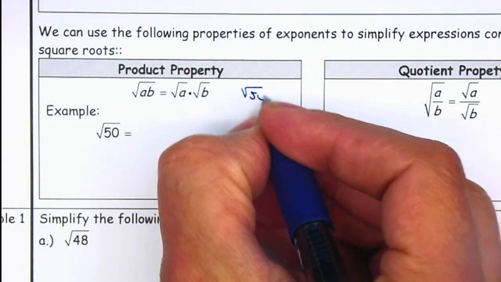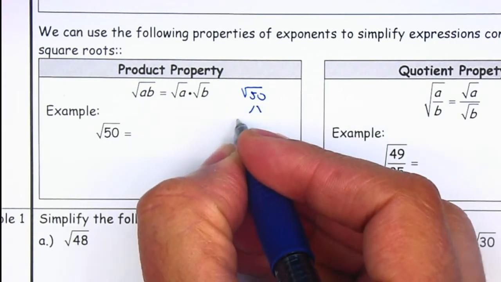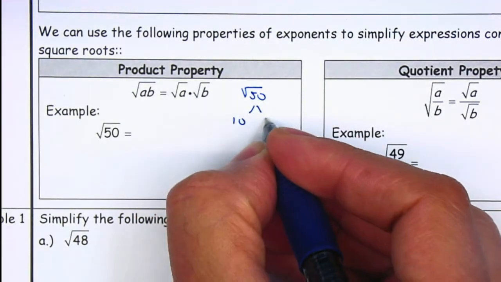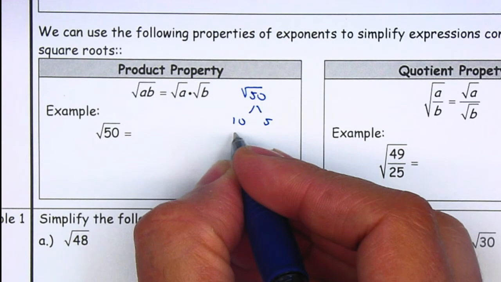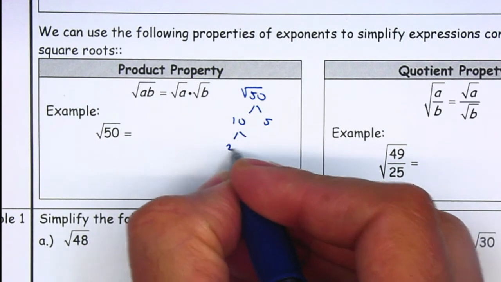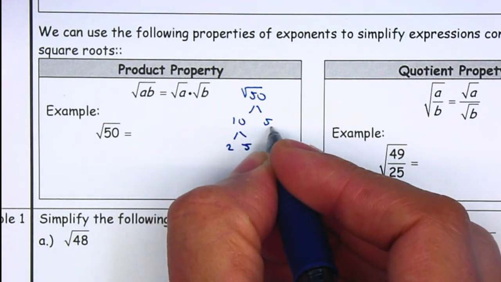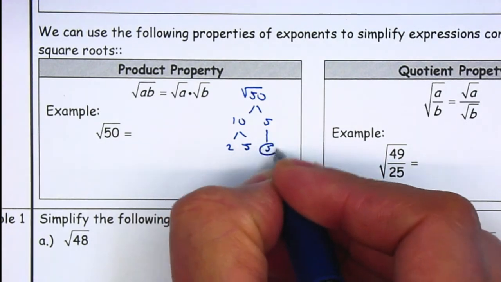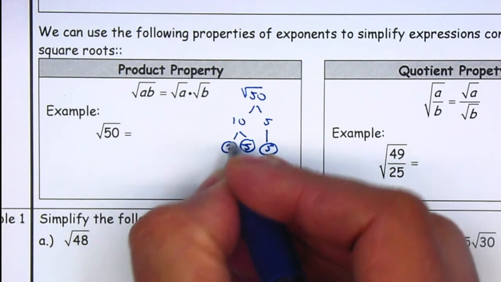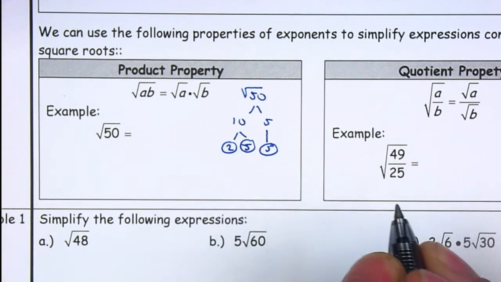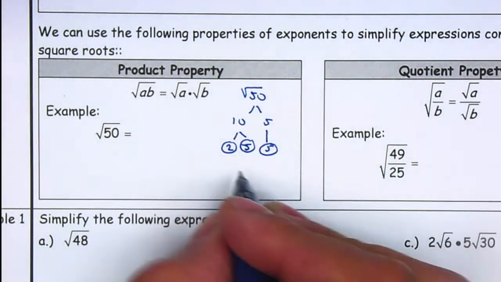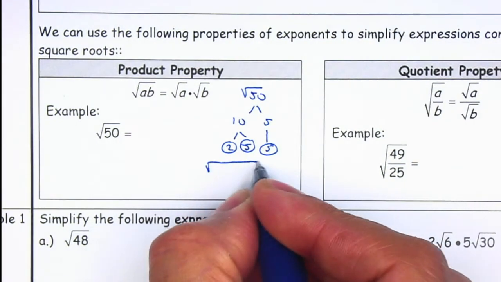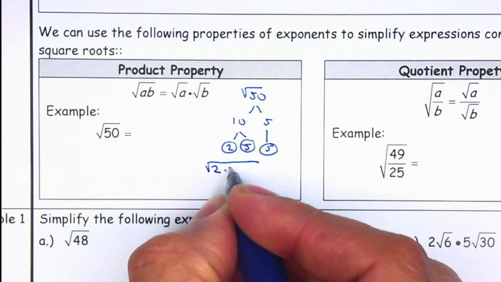So the factors of 50 will be 10 times 5. The factors of 10 will be 2 times 5. The factors of 5 are just 5 and 1. I don't need 1 because that'll give me the same thing. I just need the prime numbers, and 1 is not a prime number. Now, I'm going to place them all inside the square root. So 2 times 5 times 5.